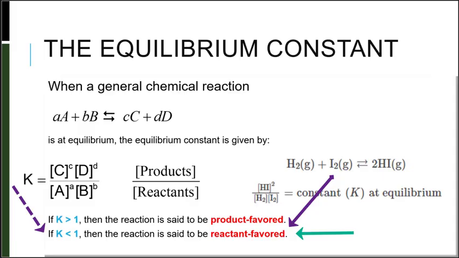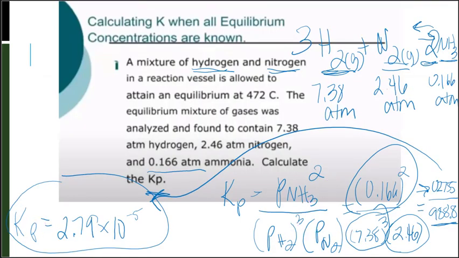So that K value was less than 1, which means it's reactant favored. So this means that we have more reactants than products at equilibrium. So the reaction will shift to the left or favor the reactants.